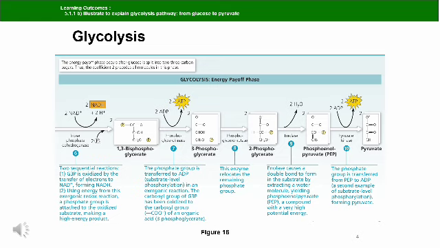Yields of glycolysis from 1 molecule of glucose: 2 ATP net, 4 ATP produced during energy payoff, 2 ATP used during energy investment. So net ATP produced equals 2 ATP, 2 NADH + 2 H+, and 2 molecules of pyruvate.